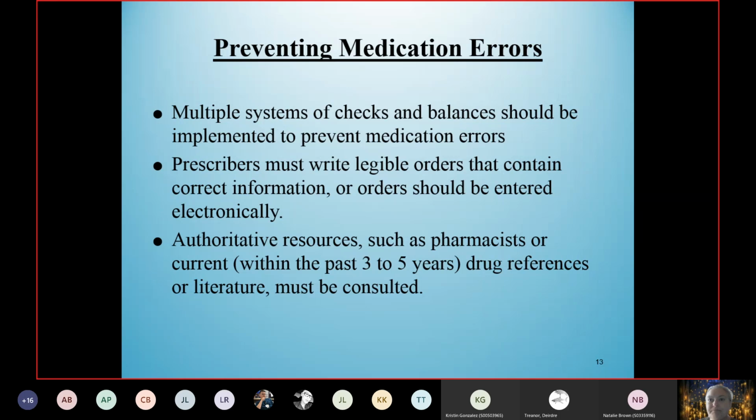And if they still insist on it, like Kristen said the physician did, and you're really thinking this isn't right, I don't want to give it, don't give it.